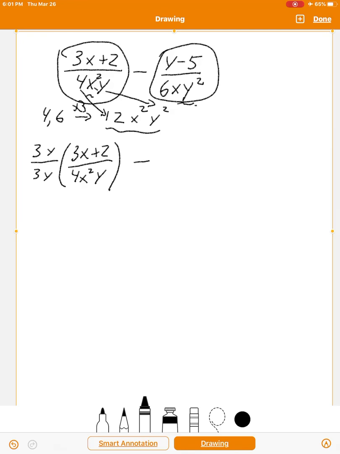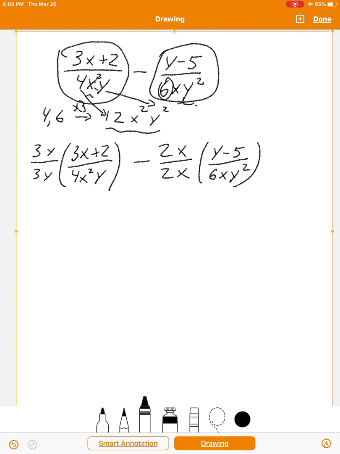Then you do the same thing for the second term. For the second term, we have a 6. We want it to be a 12, so we got to multiply it by 2. We have an x, but we want it to be x squared, so we got to multiply it by an x. So you multiply by x, 2x over 2x. Okay? So you do the number first, then the x, then the y. And then just make sure you multiply through, so that it works out.